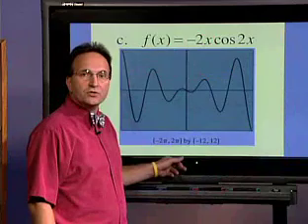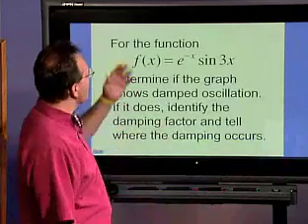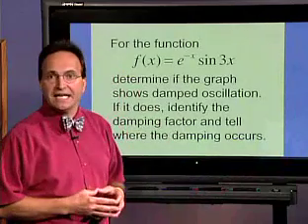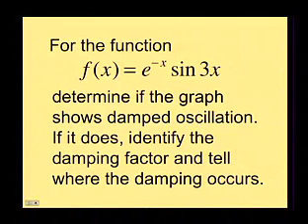All right, well, you know what? Now it's time for you to try a problem. For the function f of x is equal to e to the negative x times sine 3x, determine if the graph shows damped oscillation. If it does, identify the damping factor and tell where the damping occurs. Pause the video while you work on this problem, and when you're finished, restart the video to check your solution.